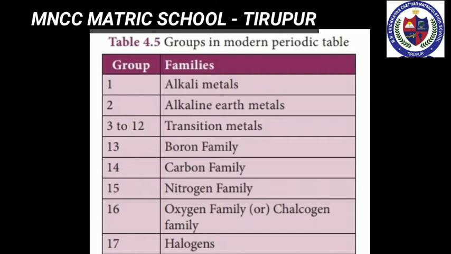Third to 12th groups are called transition metals. The 13th group is the boron family, the 14th group is called the carbon family, the 15th group is called the nitrogen family, and the 16th group is called the oxygen family or chalcogen family. The 17th group is called the halogen family and the 18th group is called noble gases. Next, the lanthanides and actinides, which form part of the third group, are called inner transition elements.